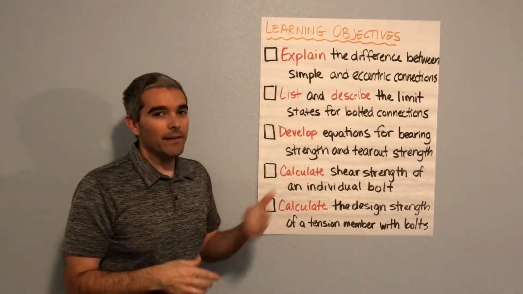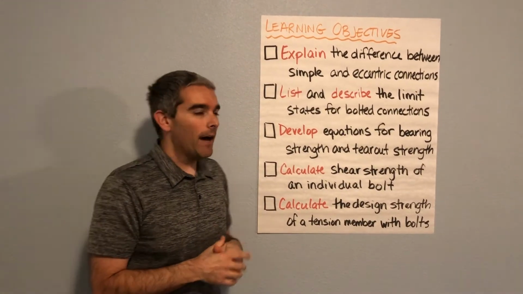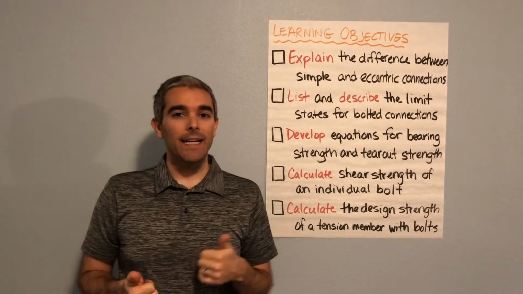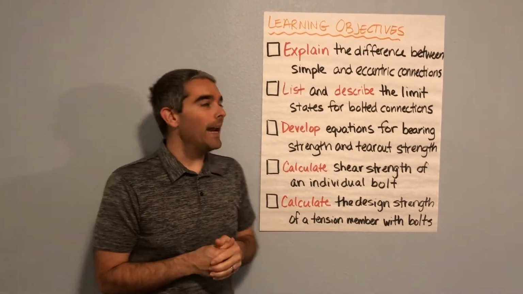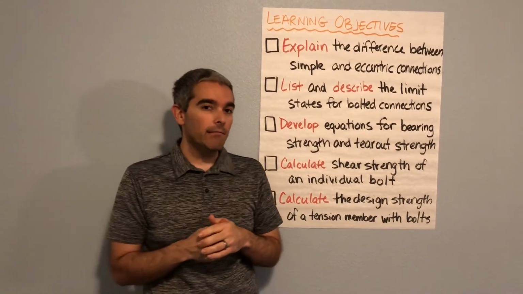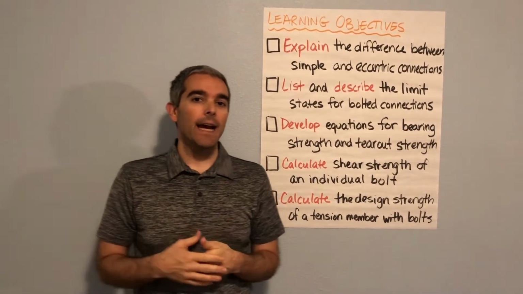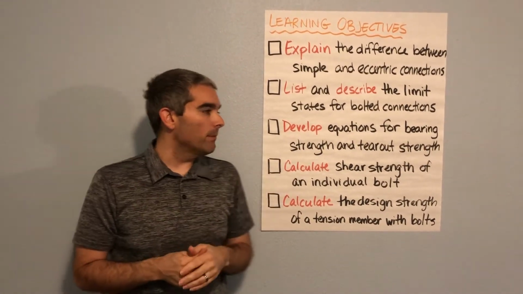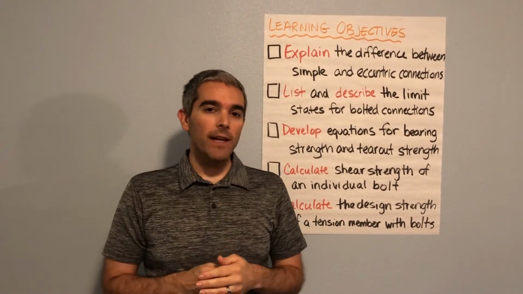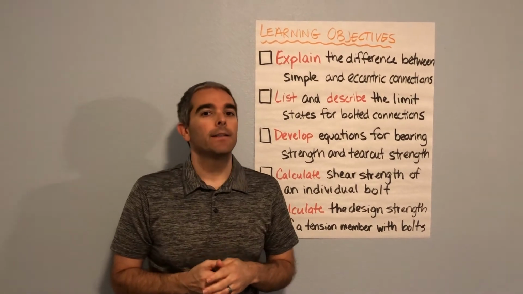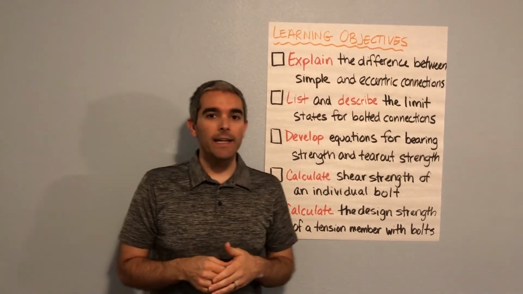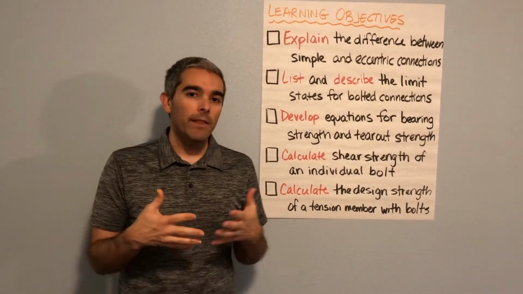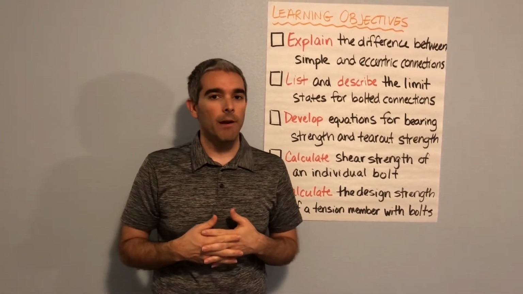We've got 5 big learning objectives to get through. The first is to explain the difference between simple connections and eccentric connections. Then after that, we want to list and describe the different limit states that are applicable to bolted connections. Once we do that, we'll develop equations for the bearing strength and the tear-out strength. Then we'll look at calculating the shear strength of an individual bolt. And finally, we'll put all that together and solve some example problems.